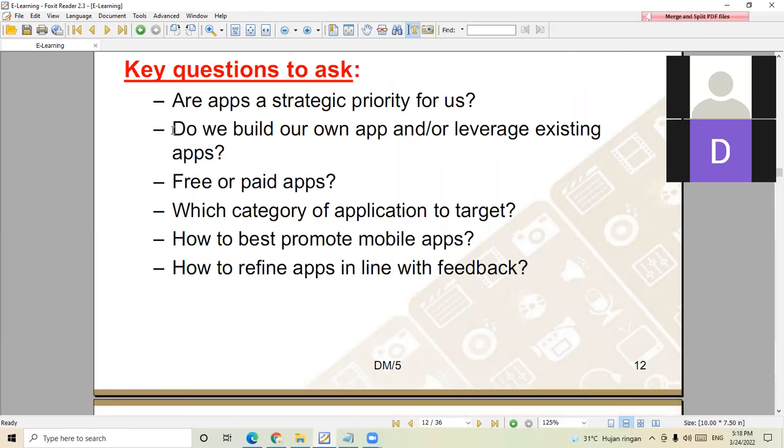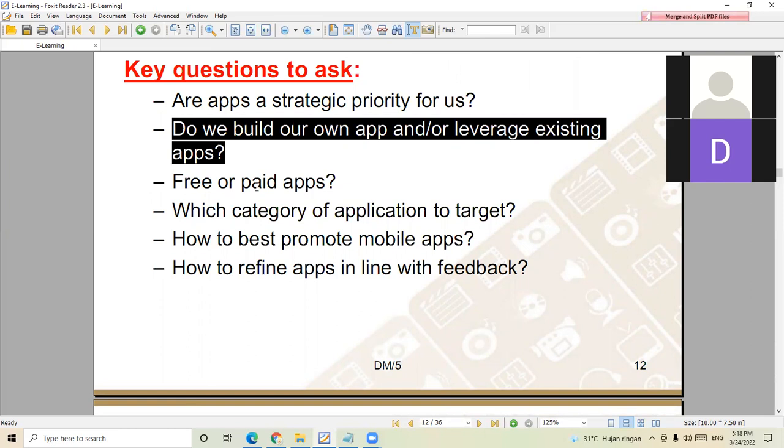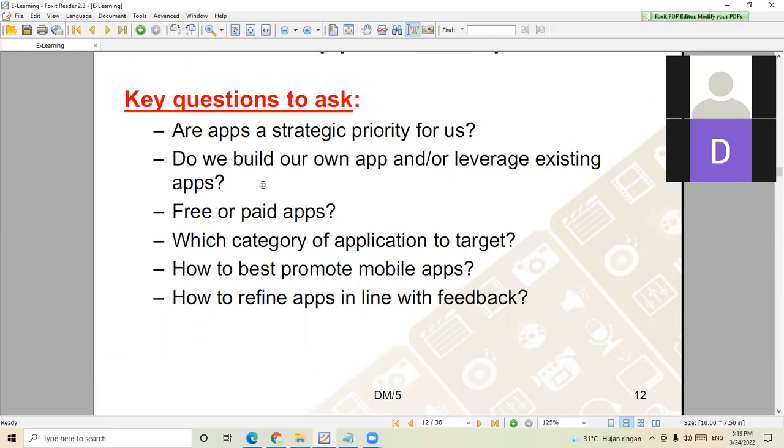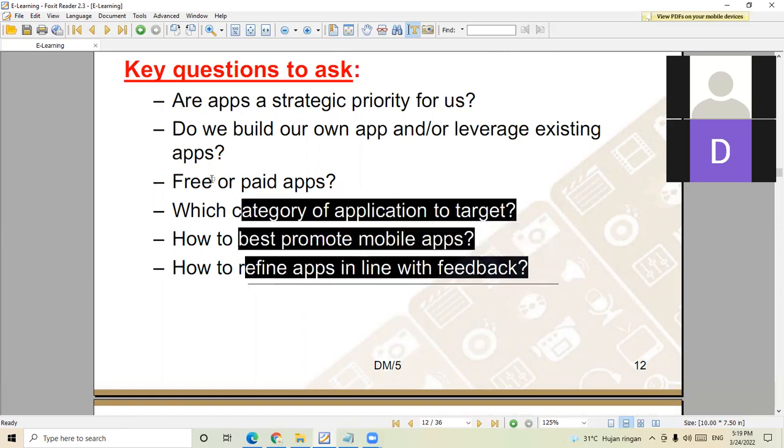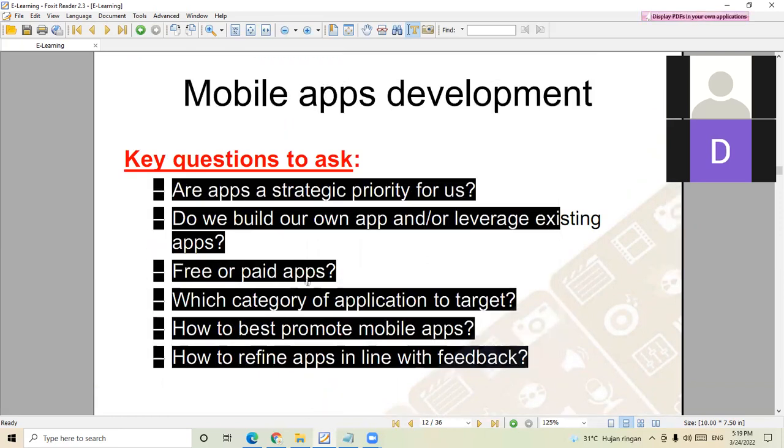The second question is pretty much about the operational areas, right? Whether we want to build it ourselves or use other existing apps, whether the app is free or paid, which category of application, how to promote the mobile app, and how to maintain the app. If there are any holes or bugs, how do we fix them? So these are the concerns before companies try to develop their own mobile apps.